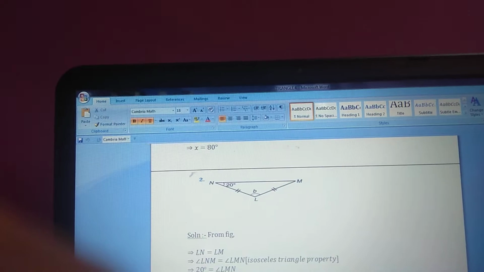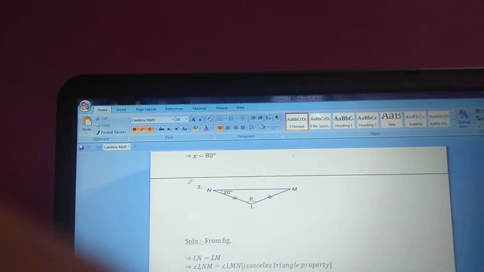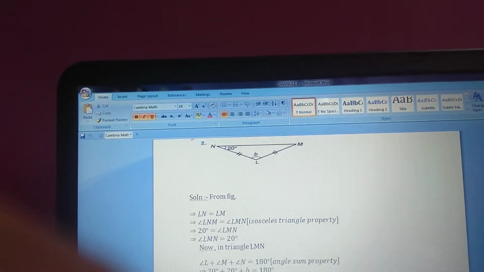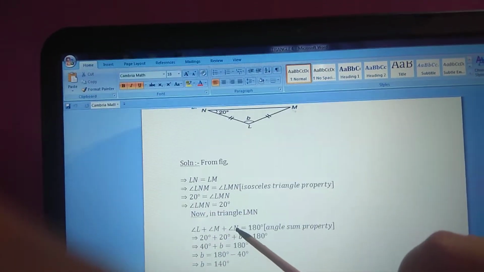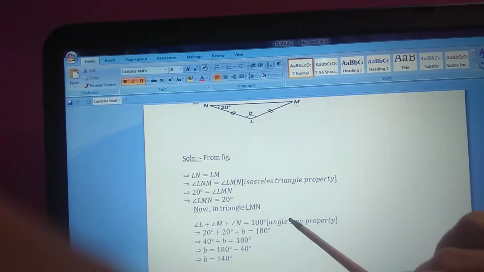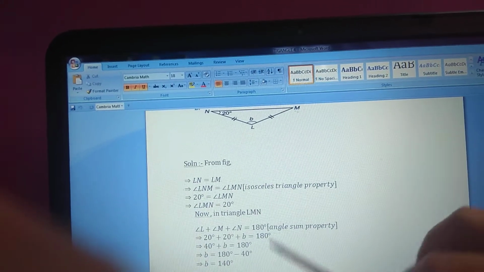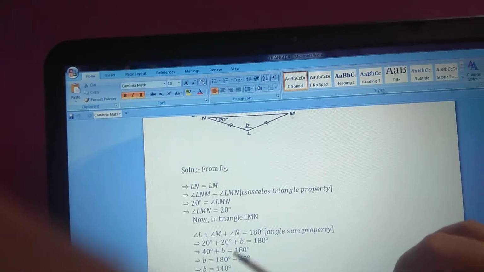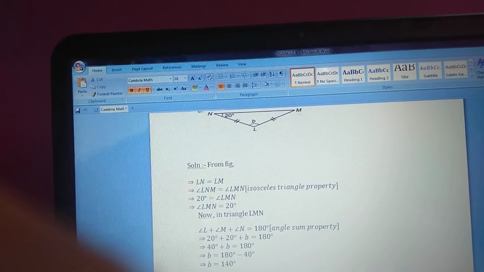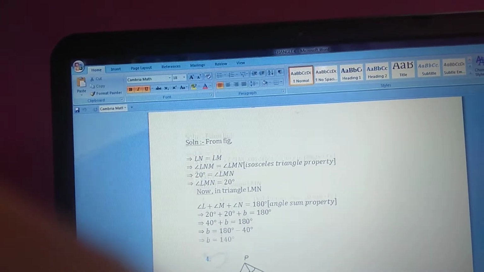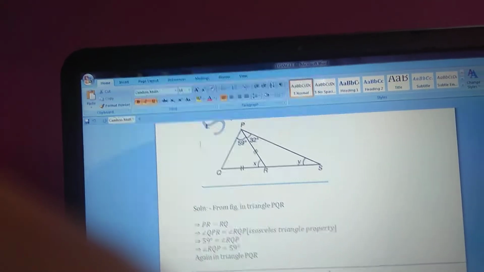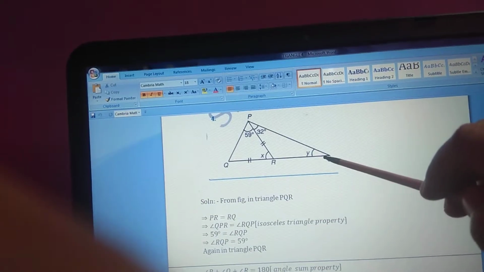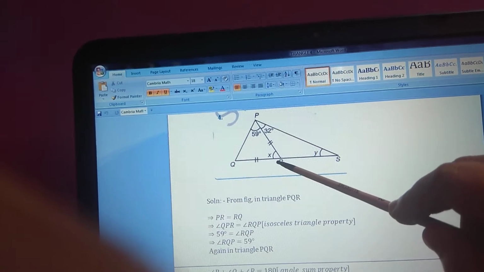So we will use the angle sum property over this triangle. That means angle L plus angle M plus angle N equals 180 degrees. Hence, by solving, we have got the value of B as 140 degrees. Now, let's go to question number 4. Here, two alphabets are asked to find. One is X, one is Y. So first we will find X.